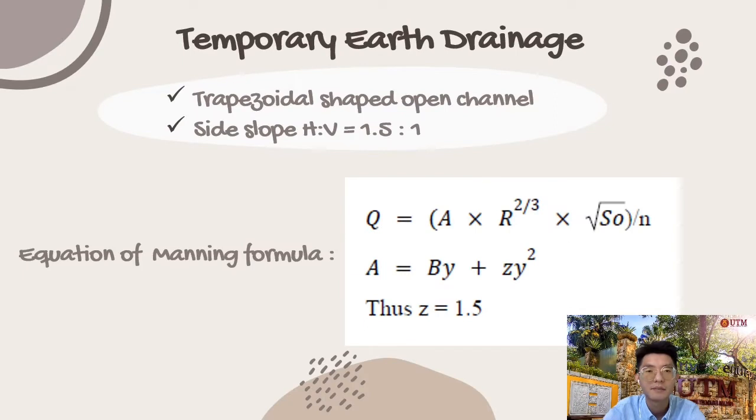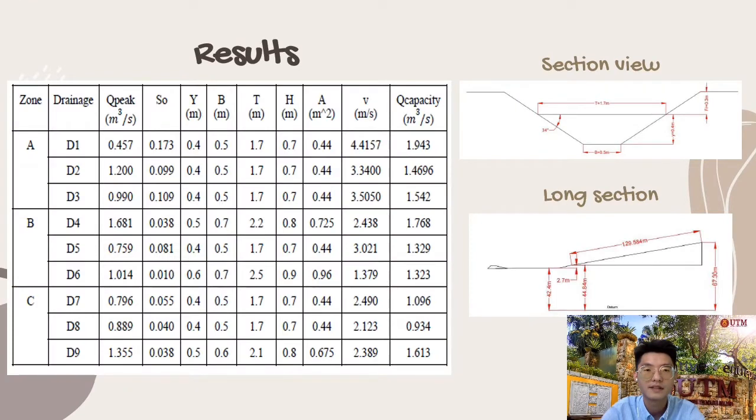Next, the temporary earth drainage. The trapezoidal shaped open channel is used in this particular section. The side slope H:V is equal to 1.5 to 1. Below is the equation of the Manning formula as stated. And this is the result that we got. On the right side is the section view and the long section.